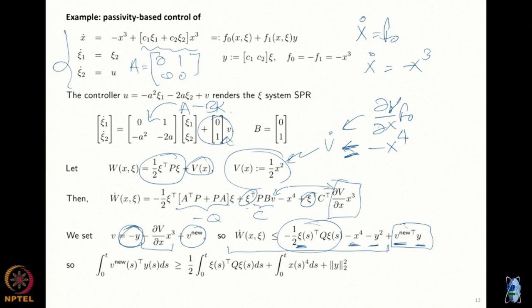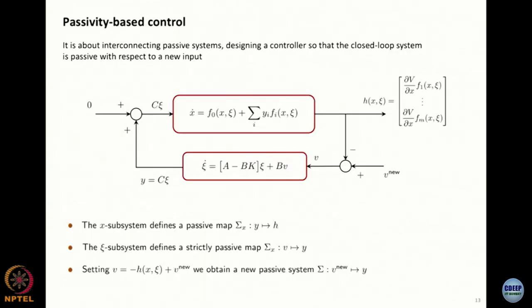And by adding this minus y here, I have a y square in this inequality, so this is the integral of y square. It gives me also output strict passivity. So you see, with this controller, I really enforced the passivity of the system. So this is the picture I have. I have this system that I'm interconnecting with this one here. This system has as output this. So this is an output that I define. And I use that output to make the passive interconnection. So I'm going to use that output to inject it into this block. And I'm going to define this input V exactly as being that output. That's exactly what I just did, right?